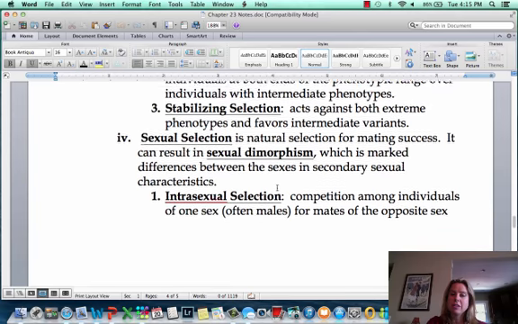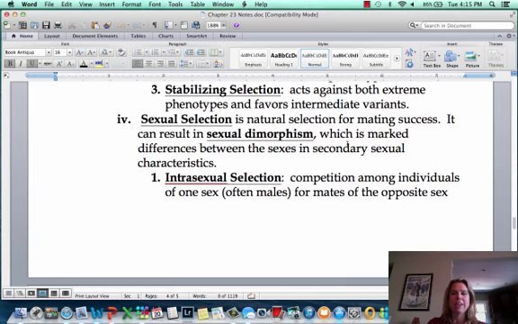Now, there's another type of selection called sexual selection, and that's where there's natural selection for mating success. And so sometimes it can result in what's called sexual dimorphism. And that's where you can tell the difference between a male and a female just by looking at them, right? So like a peacock, right? You've got a very, very showy peacock male, and then the female is all frumpy and brown and, you know, nothing to look at, right? That's sexual dimorphism.